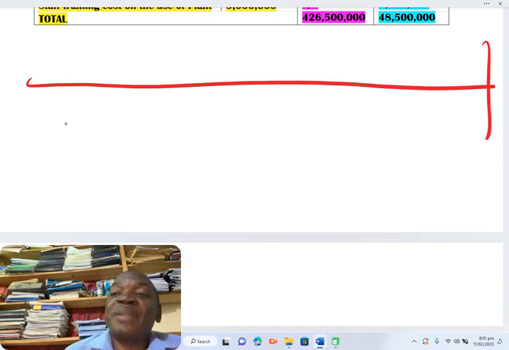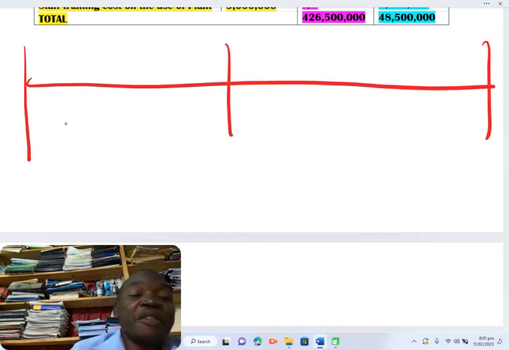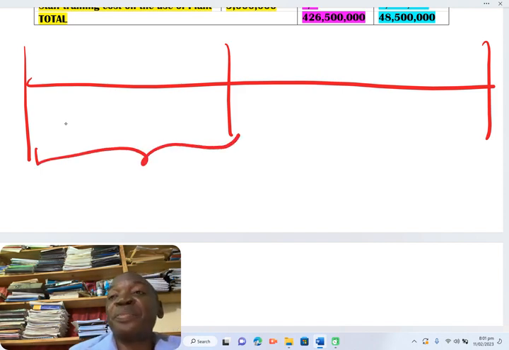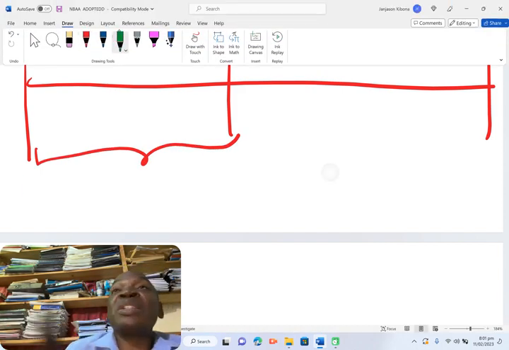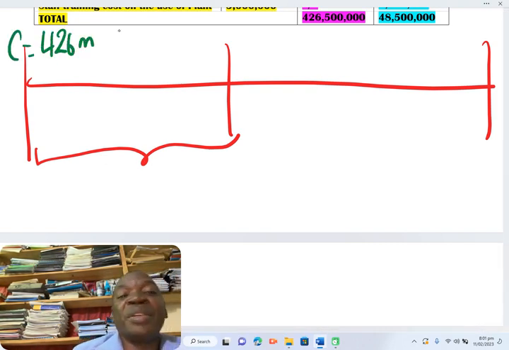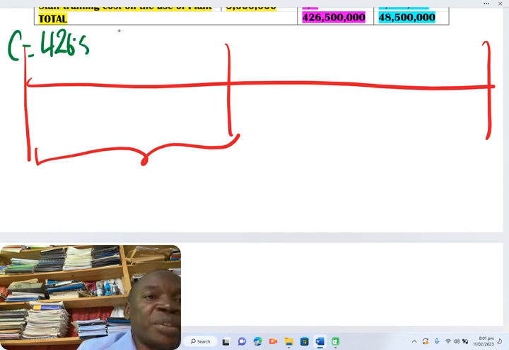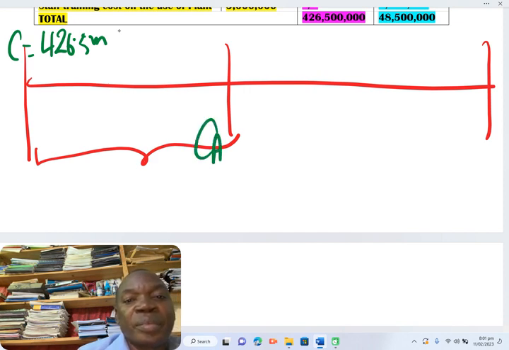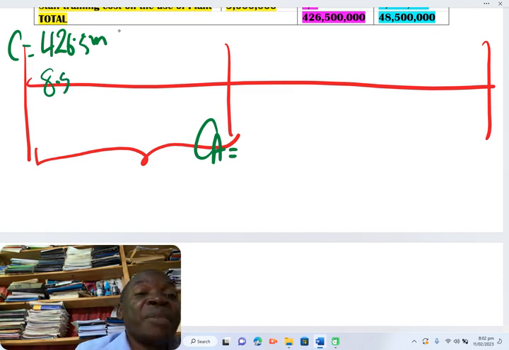Unachukua miaka 50. In year 5 unatafuta depreciation. Yaani kwa mtihani unajaza kwanza kwa the steps. So cost hapa 426 milioni. What was depreciation? Gawanya kwa 50, laki tano kila mwaka. 5 milioni gawanya kwa 50. Kwa hiyo milioni 8 laki tano.